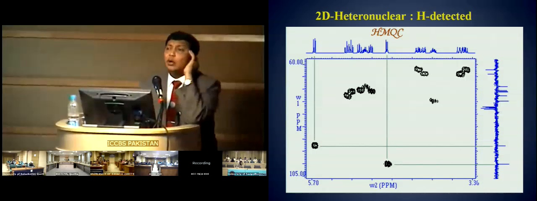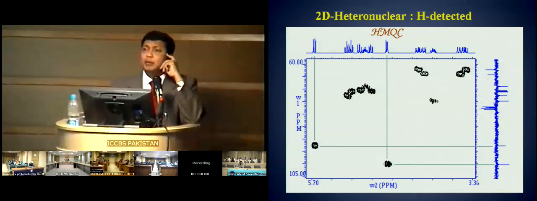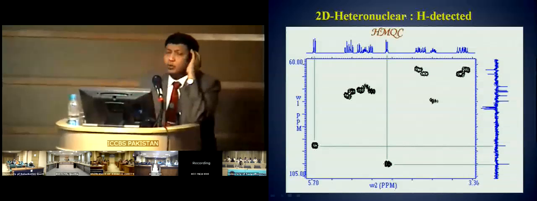This gives you solutions to lots of problems which you have faced when you were developing COSY, TOCSY and other experiments. This is an experiment which provides you proton-carbon correlation.